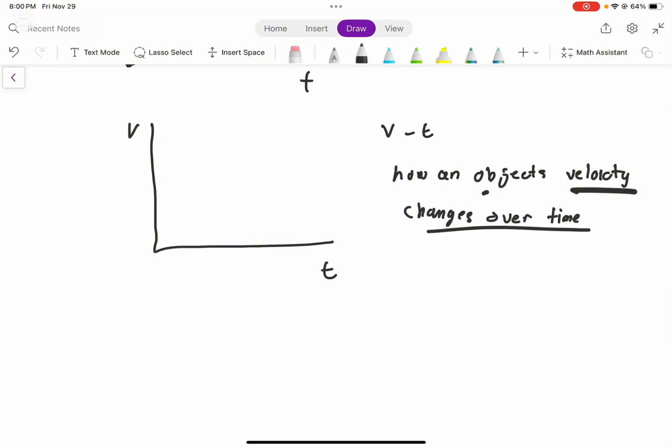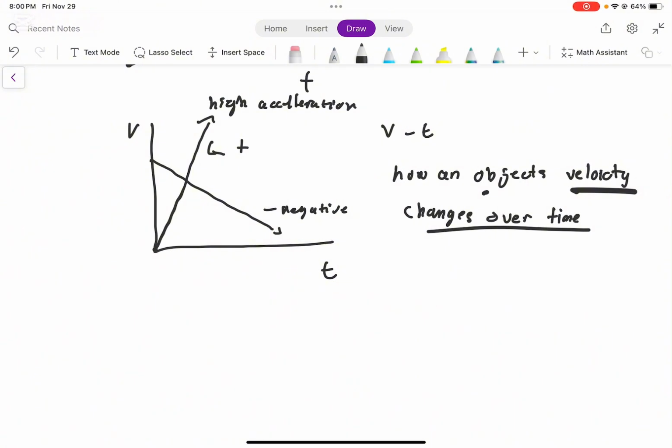So what are some differences or similarities? Well, again, in a VT graph, if we have a steep slope like this, it typically means the object has a high acceleration, right? If the object is moving upwards, like this one right here, that means that it's moving in the positive direction. If they're moving downwards, it means they're moving in the negative.